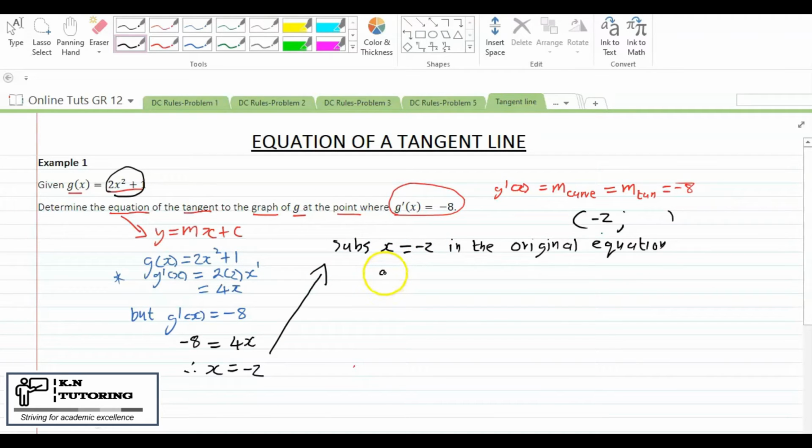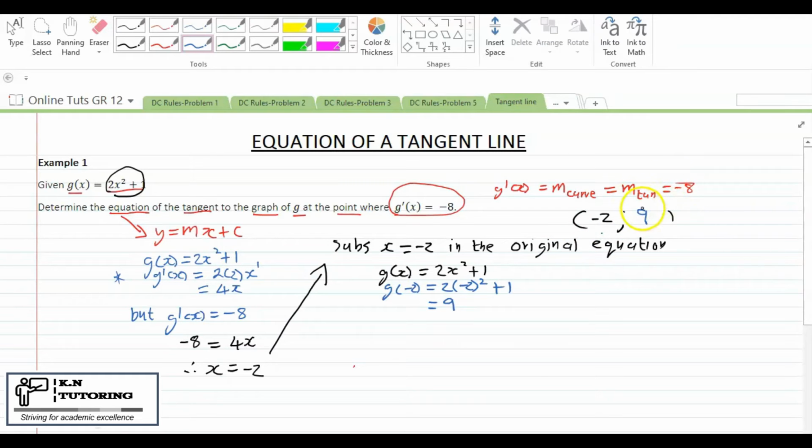So this would be g of x is equal to 2x squared plus 1. Functional notation is here again. So this would be g of minus 2 is equal to 2 into minus 2 squared plus 1. And this will give 9. So the corresponding y value there is 9.